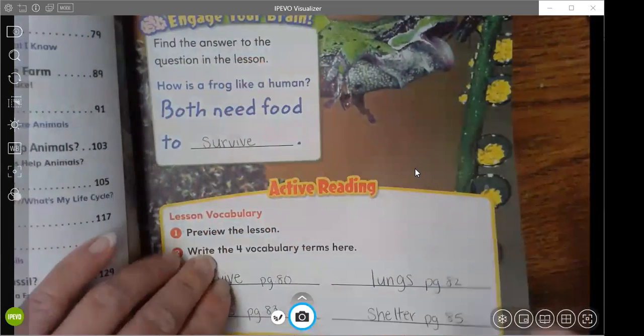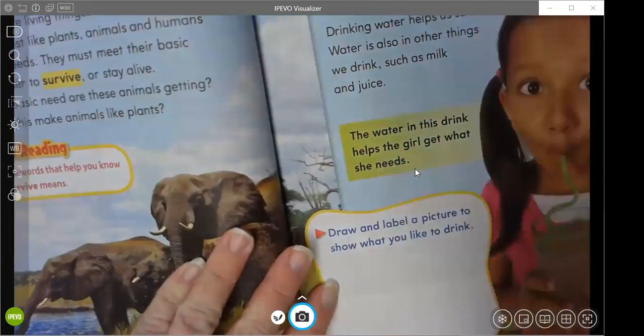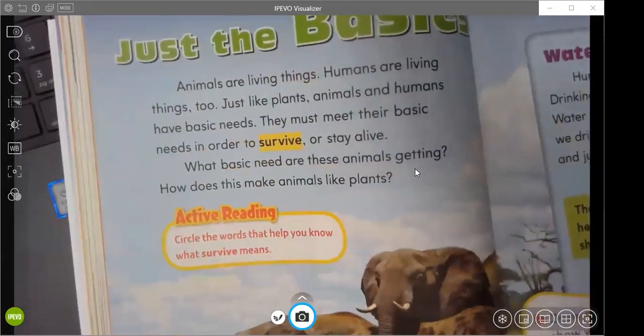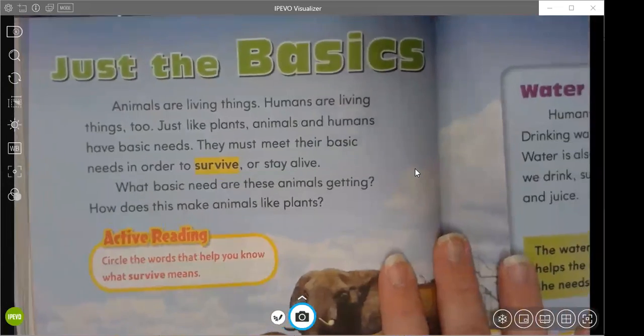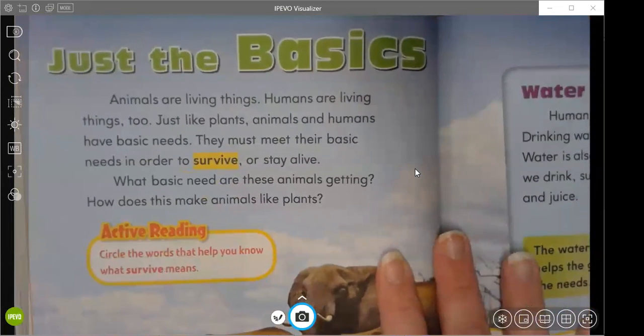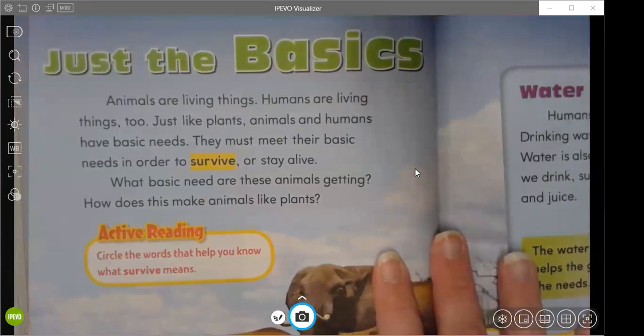All right, so let's get started. I'm going to ask you to turn to the next page. We're going to be on page 80. So let me move my camera here so you guys can see. All right, so just the basics. Animals are living things. Humans are living things too. Just like plants, animals and humans have basic needs. They must meet their basic needs in order to survive or stay alive.